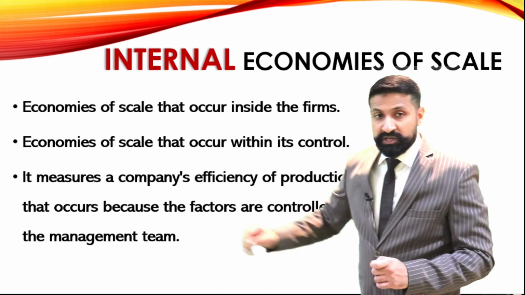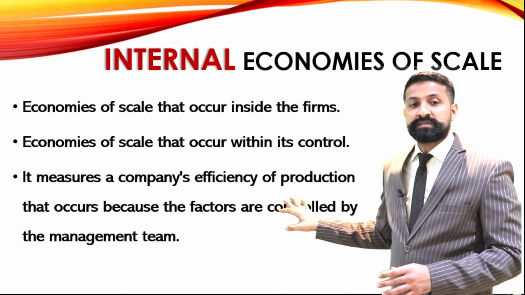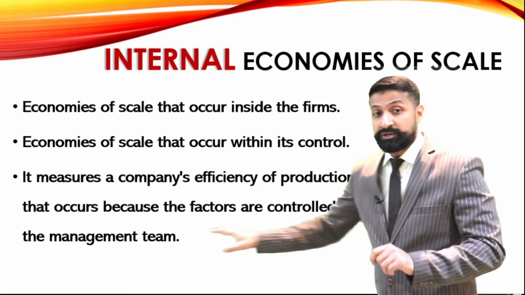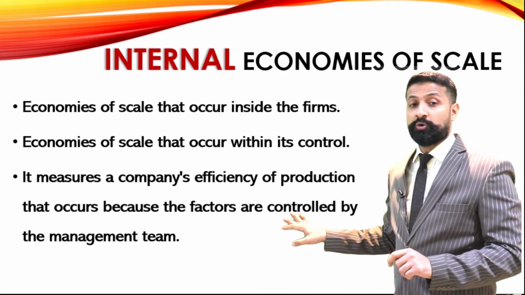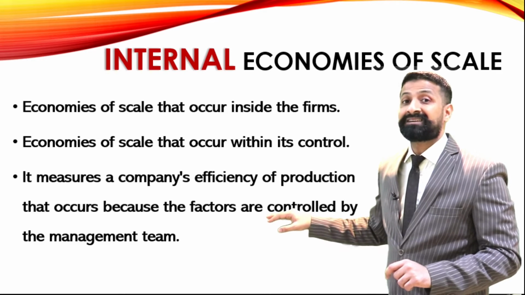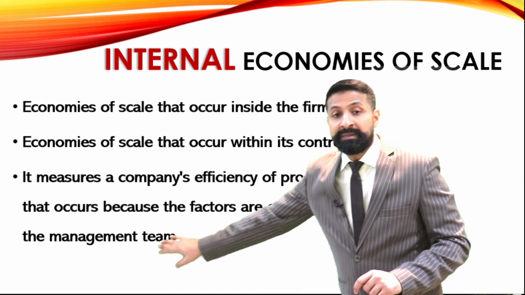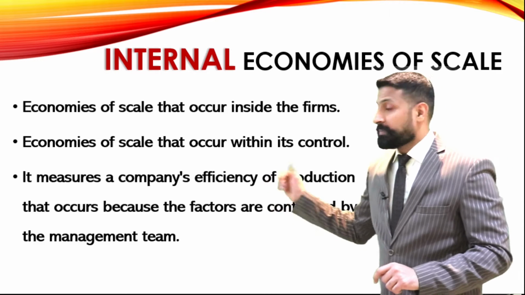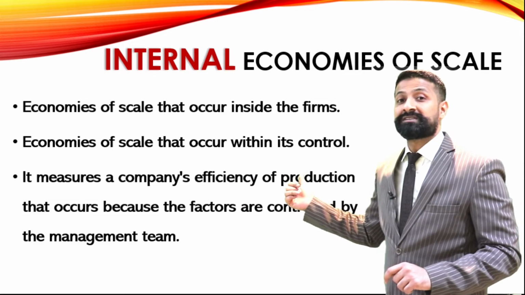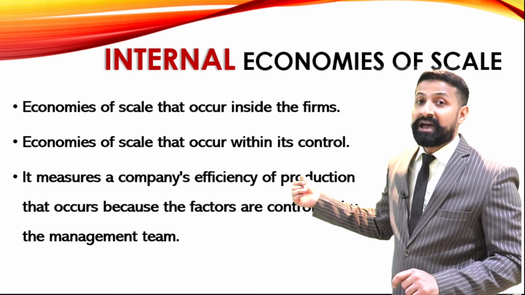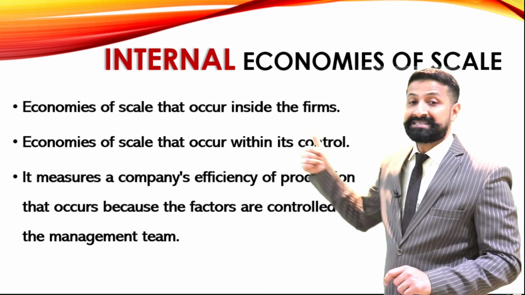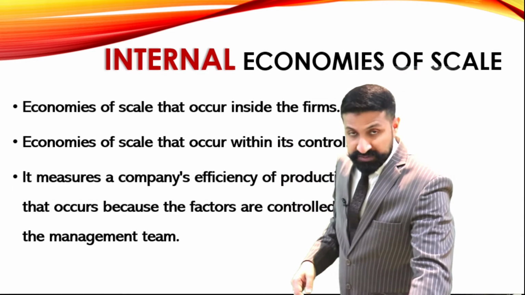Now let's look at the explanation. It measures the company's efficiency of production. Efficiency of production that occurs because the factors are controlled by the management team. Obviously, all the factors, land, labor, capital, are controlled by the management team, and the factors of production are being utilized efficiently on the production side, which results in decreased average cost per unit. Now understood? That's called internal economies of scale. Let's move over the detail.